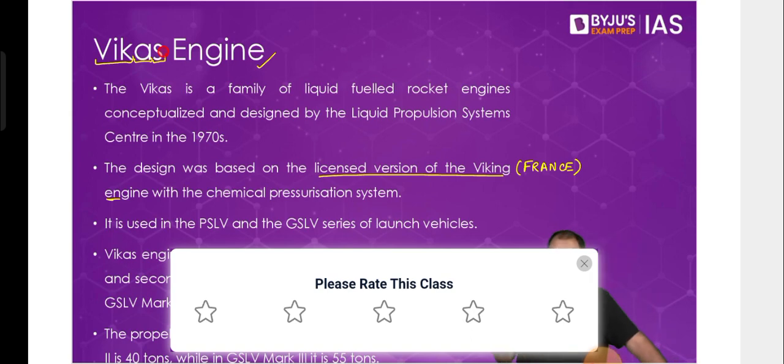The Vikas engine is used both in PSLVs and GSLVs: in the second stage and the fourth stage of PSLV, and in the second stage of GSLV. So we see that the Vikas engine is used in all these cases, and in other liquid propulsion systems that India has. Everywhere you'll see that the design is based on the design of the Vikas engine. So that's why we see that this has been significant.